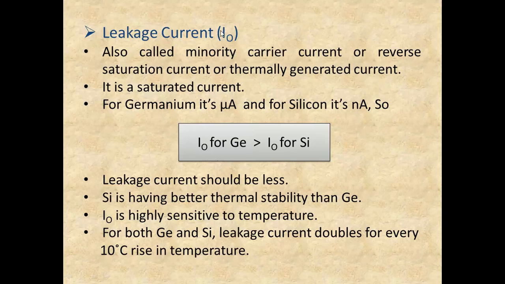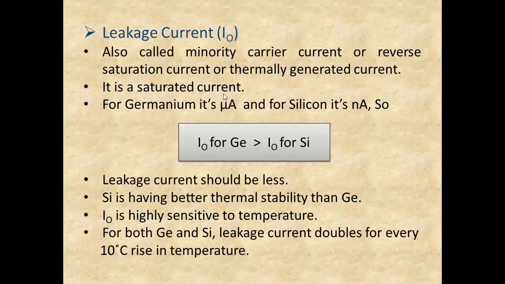Leakage current. In the bracket I have provided the notation of leakage current. Leakage current is also called minority carrier current, reverse saturation current or thermally generated current. Now why is it thermally generated current? Thermal is related to temperature. Your leakage current depends on minority carriers, and minority carrier concentration depends on temperature. Leakage current is generated only because of temperature, so that's why it's known as thermally generated current.